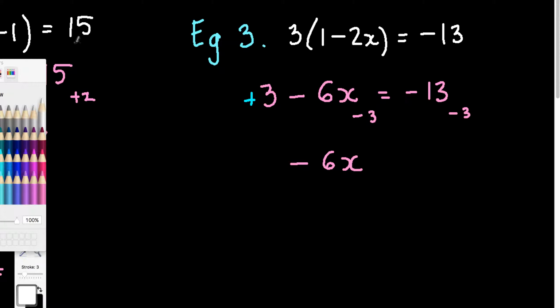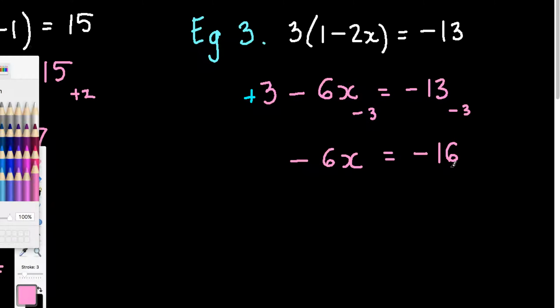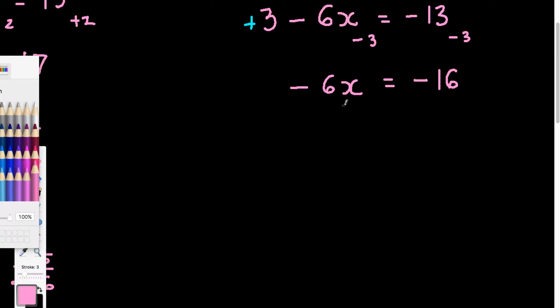Just clean that up a bit so I don't have boxes around every term. That's equal to, of course, whoops, change the colour. We're doing negative 13 take away 3, so I'm left with negative 16 on that side. And again, we're not going to get a whole number here, as you can see, because there isn't a number that I can multiply by negative 6 to give me negative 16. There isn't a whole number that will do that. So let's now divide both sides by negative 6.